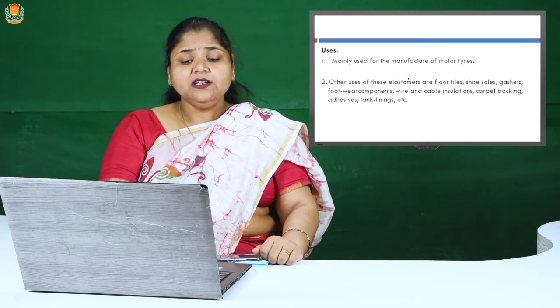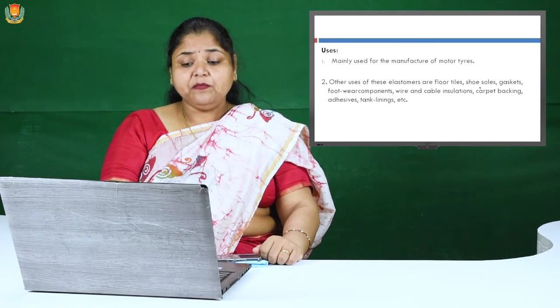The use of these rubbers is mainly in the manufacture of motor tires. The other uses of these rubbers are in making floor tiles, shoe soles, gaskets, footwear and wire and cable insulators.